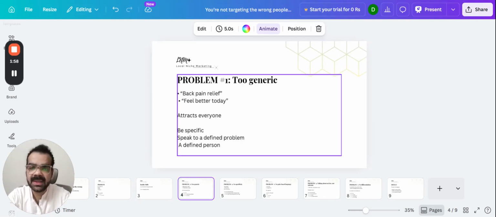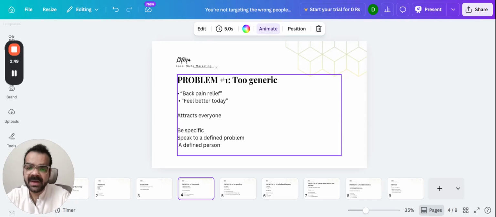Problem number one is that your messaging feels too generic. It's not targeting anything. If we talk about different treatments in a chiropractic business, take the example of spinal decompression. As we all know, it treats back pain, but that feels very generic, because if you write back pain relief, then anyone who has had back pain for even 7 days would be interested in getting this treatment. However, that is not a qualified lead.